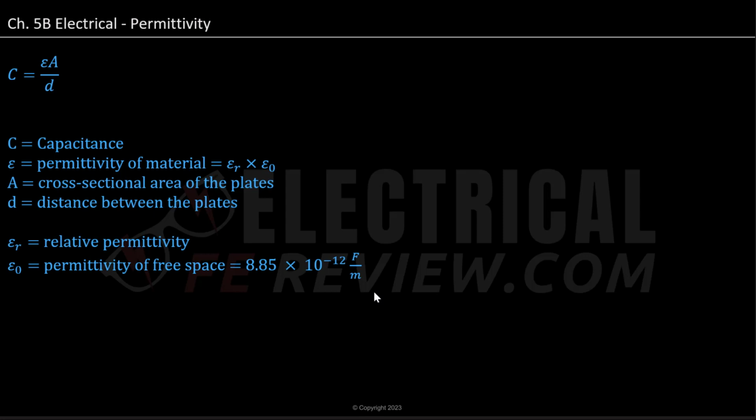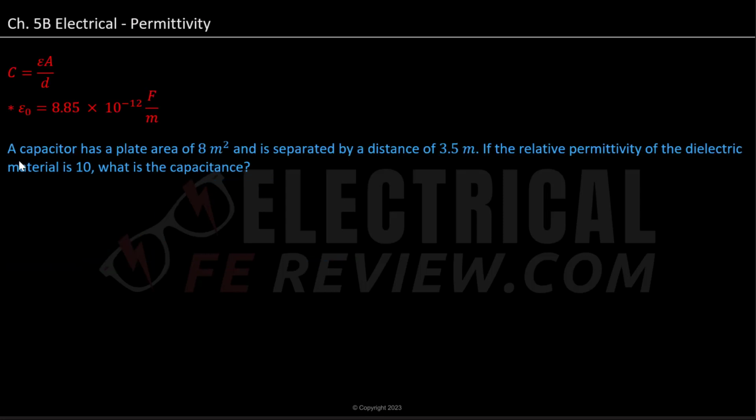Now that we know the relation between permittivity and capacitance, let's go ahead and wipe the board to solve an example. For our example, we have a capacitor that has a plate area of 8 meters squared and is separated by a distance of 3.5 meters. If the relative permittivity of the dielectric material is 10, what is the capacitance?